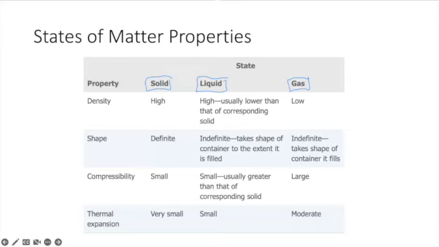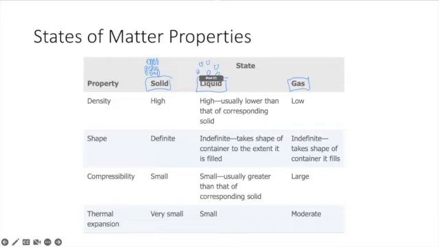The particles stay close together. And like we talked about, particles of a solid are usually pretty close together in space. Liquids, their particles are a little bit farther.